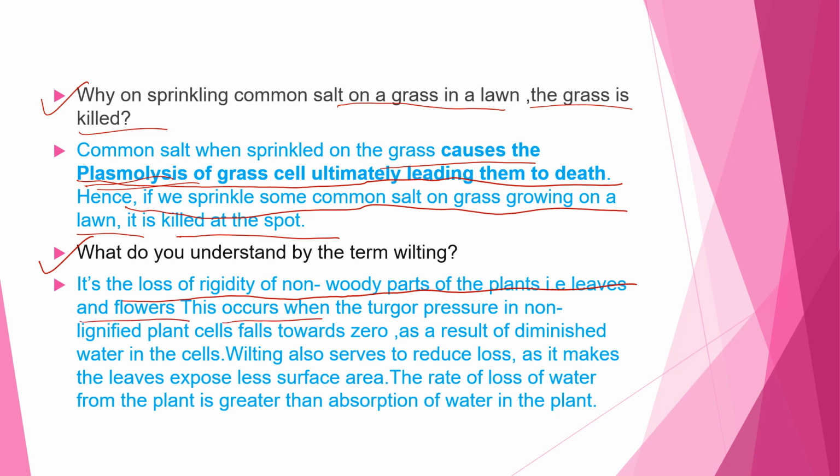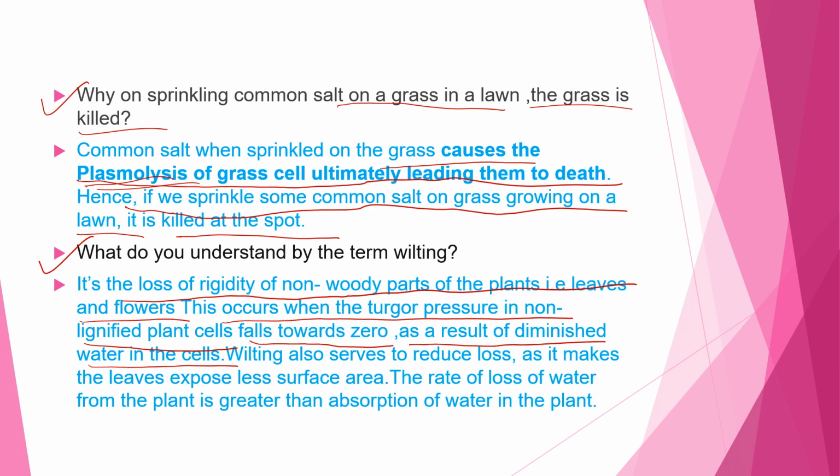This occurs when the turgor pressure in the non-lignified plant cells falls towards zero as a result of diminished water in the cells. So why is this happening? As the turgor pressure in the non-lignified plant cells falls to zero, the water in the cells is diminished.